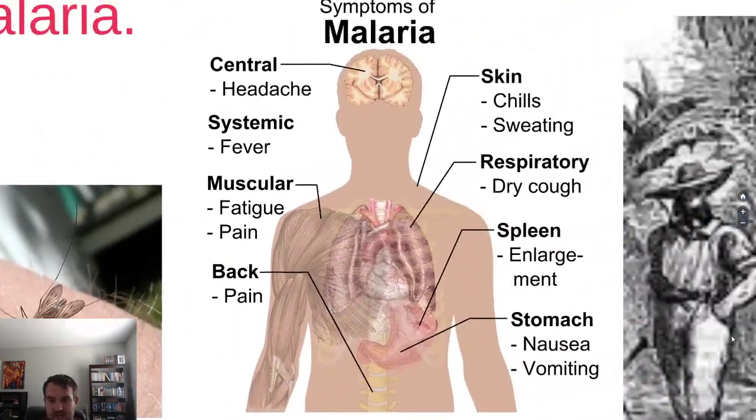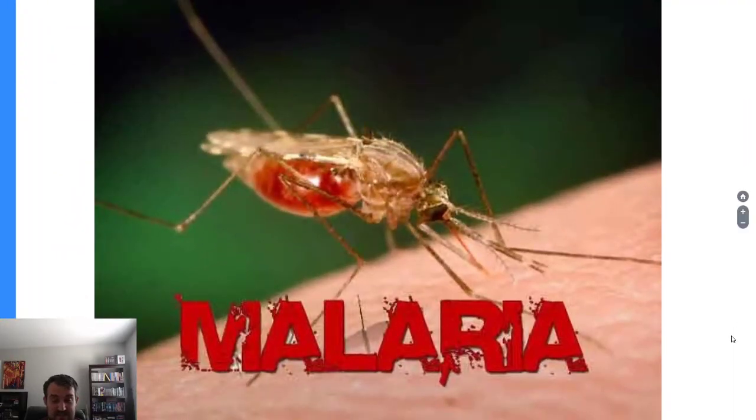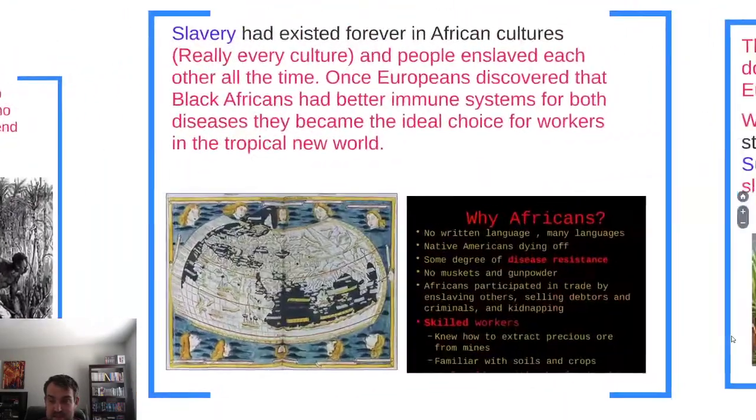So yeah, mosquitoes, they're just the worst. Yeah, my sister, she's got malaria 3 times. She said it's just really, really bad.